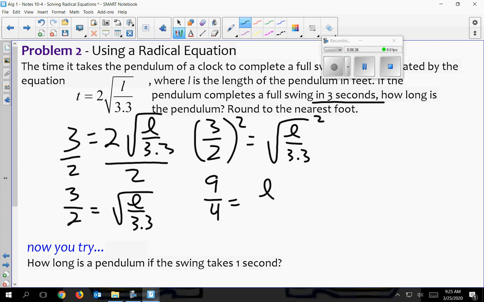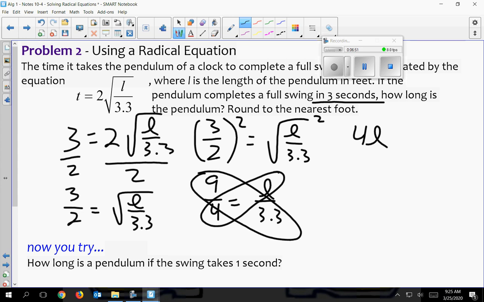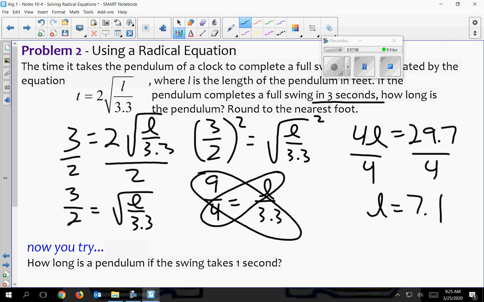Okay, so there's two ways I could do this problem at this point. What I'm going to do is just cross multiply. I'm going to go L times 4 is 4L, and then over here you get 9 times 3.3 is 29.7. Then I'm going to just solve it for L by dividing by 4. And I get L is equal to about 7.4. I think there's some rounding going on there.